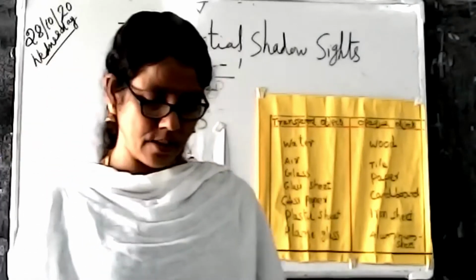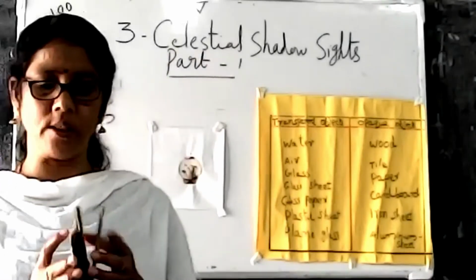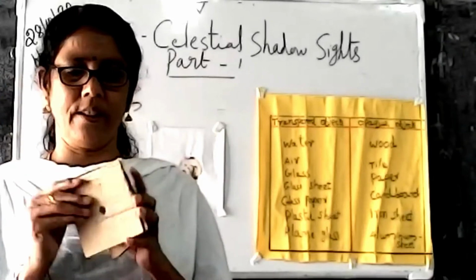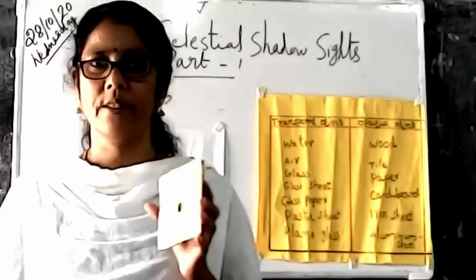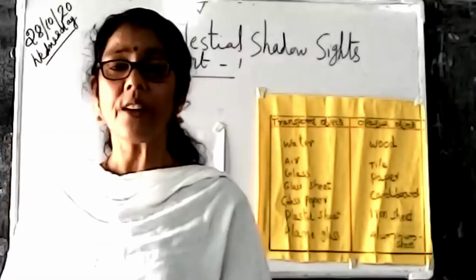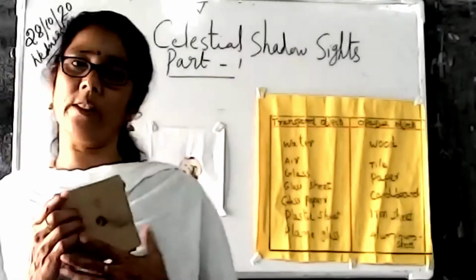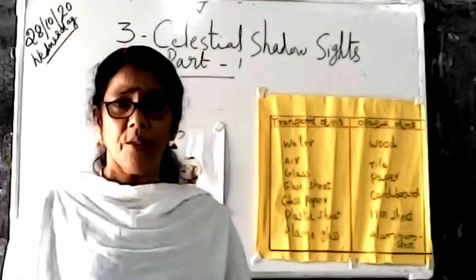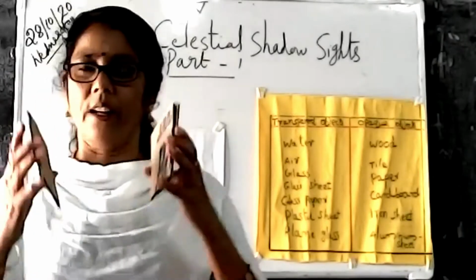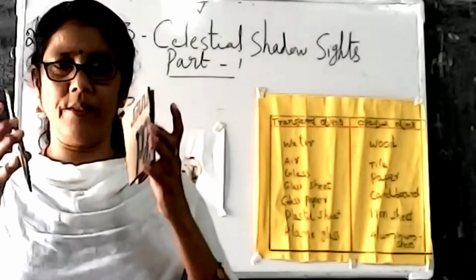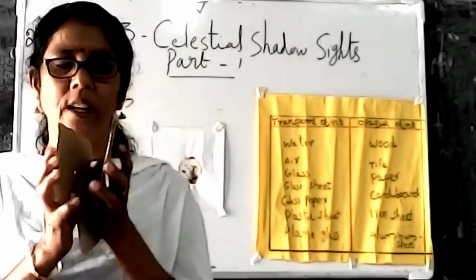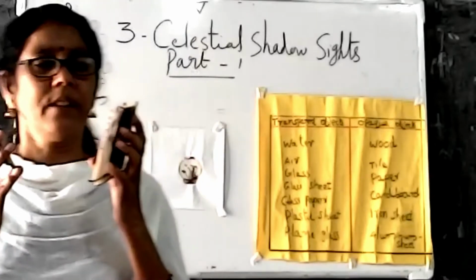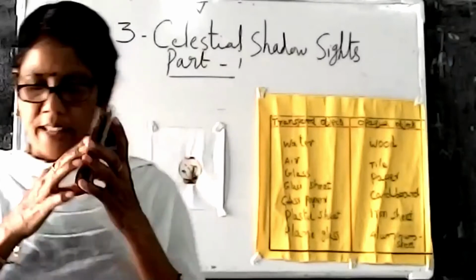Then three cardboards with holes. One, two, three: three pieces of cardboard of the same size. Then we have to place them at a distance from each other. You can do these cardboards at home.